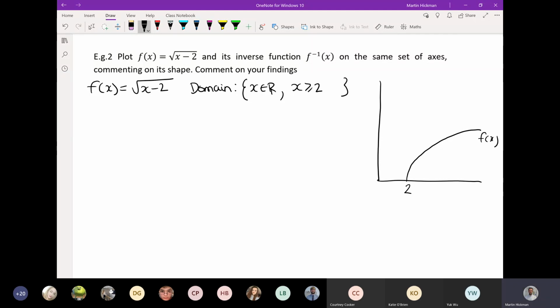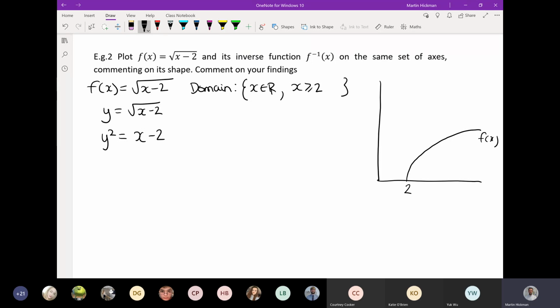Now let's find f to the minus 1, or the inverse function. So set this as y equals square root of x minus 2. Now I want to make x the subject, so I need to isolate the x. What I would do is get rid of that square root. So to get rid of the square root, I'm going to have to square both sides.